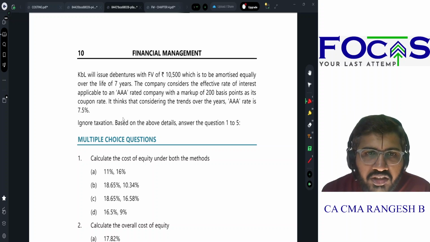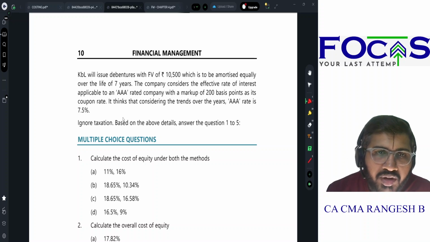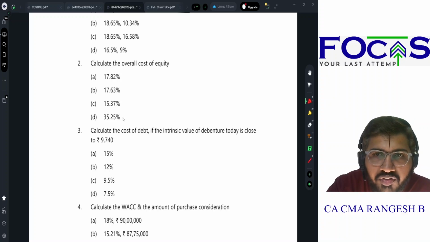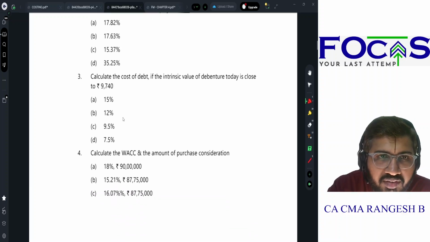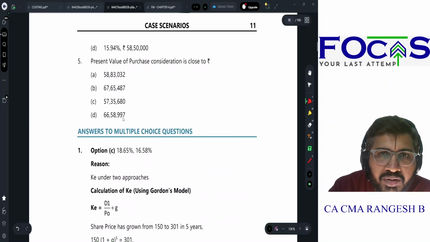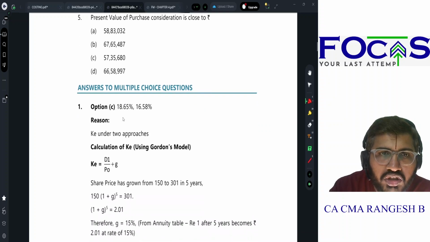Ignore taxation. Based on the above details, calculate the cost of equity under both methods. Overall cost of equity, cost of debt if the intrinsic value of debt today is close to rupees 9,740. WACC and the amount of purchase consideration. Present value of purchase consideration is rupees how much.